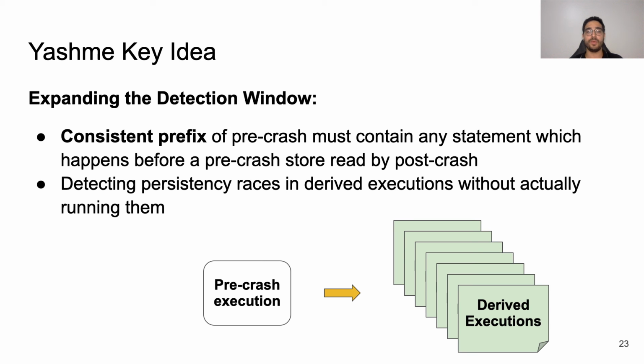The idea is that when the pre-crash execution has flushed a store instruction, but the post-crash execution has not read from any stores after the flush, we can ignore the flush operation to find persistency races in the executions that we are not currently exploring.